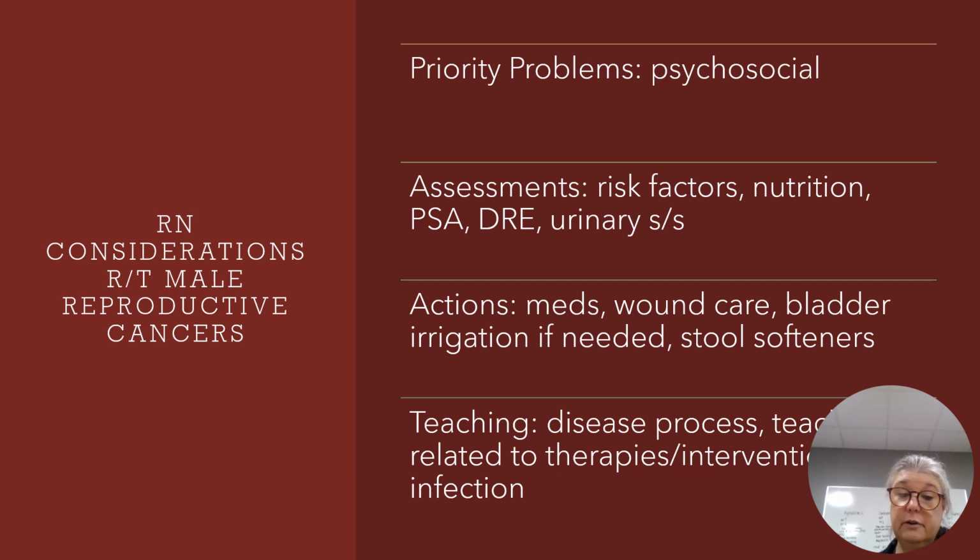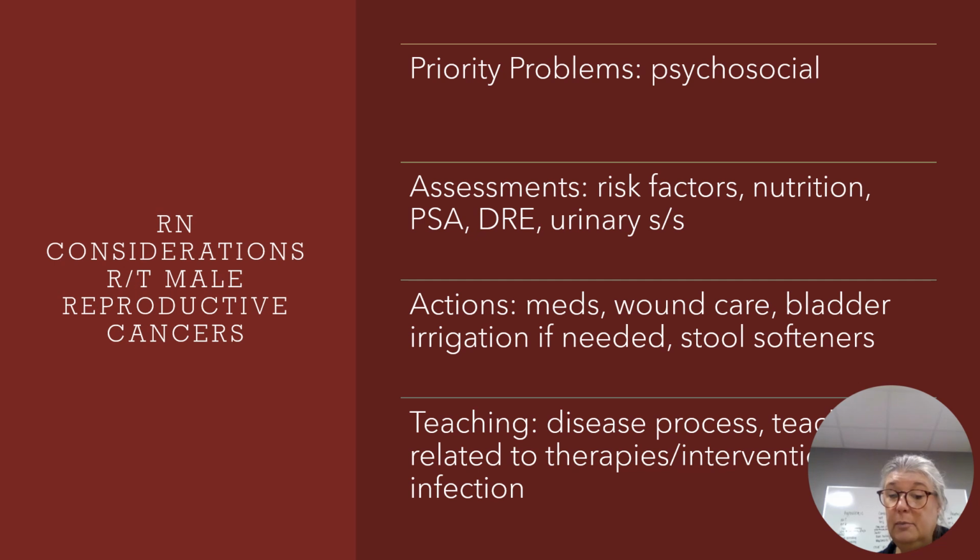So RN considerations related to male reproductive cancers. So priority problem: psychosocial, okay? Assessments: risk factors, nutrition, PSA, DRE, digital rectal exam, urinary signs and symptoms. We are going to administer meds as ordered. Wound care if needed, bladder irrigation if needed, stool softeners.